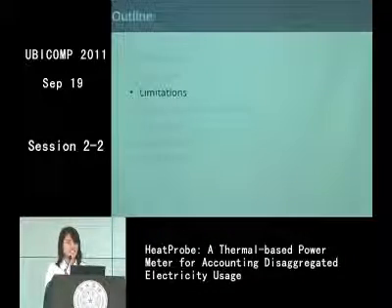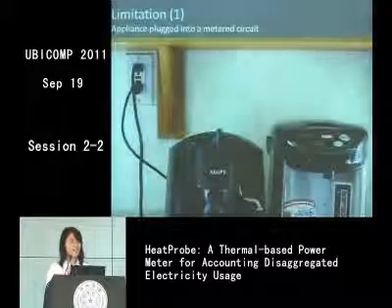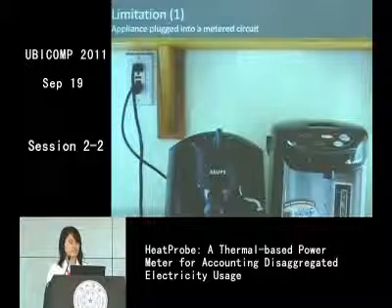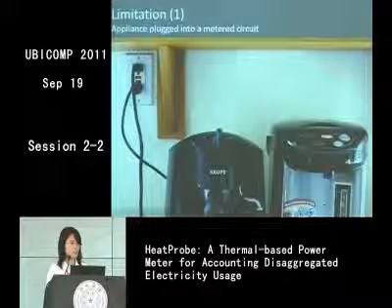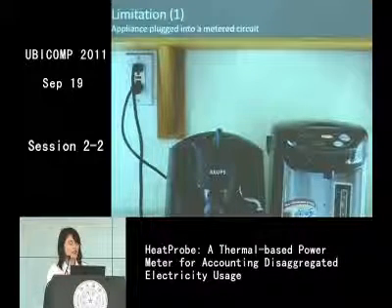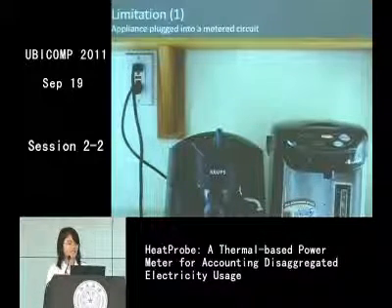Next, I'll give the limitations of our system. The first limitation is that the appliances in our system must be plugged into the building circuits. This is because we use a power meter to track the power consumptions of all appliances in the home. Therefore, the system cannot track appliances that run on their own batteries.